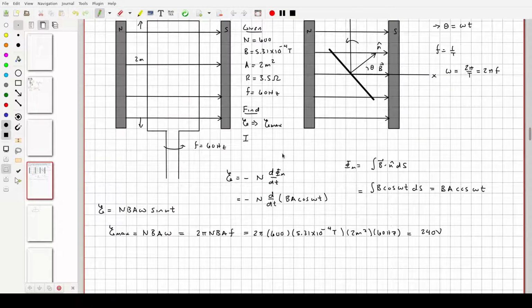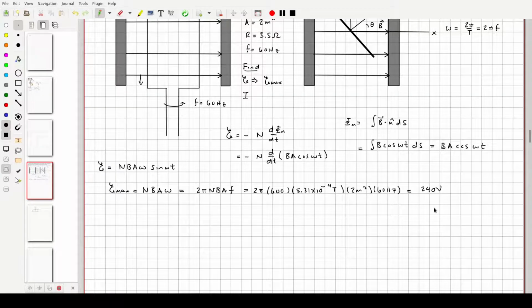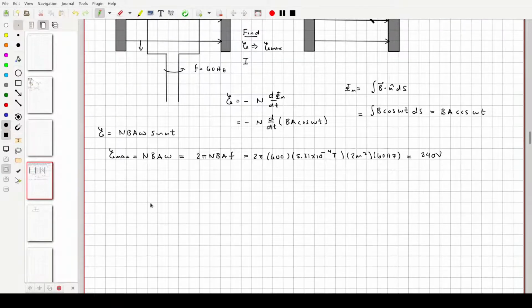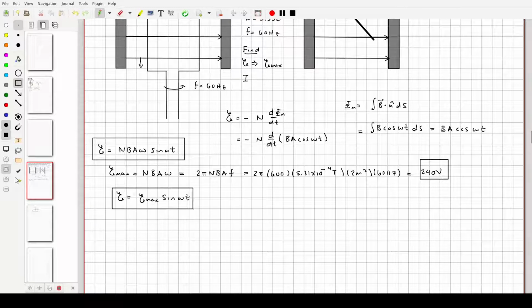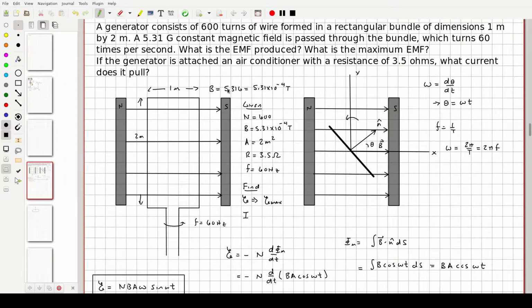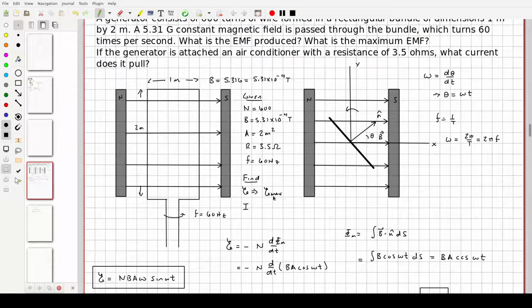So, we could call this E naught or E max. So really, our EMF is equal to E max times sine of omega t. So, this right here would be acceptable if you were solving something like this, or this is fine as long as you identify what E max is. So that answers what's E and what's E max.